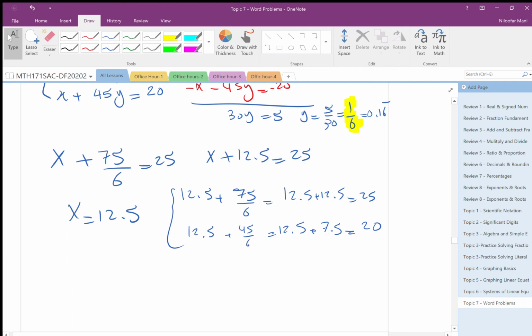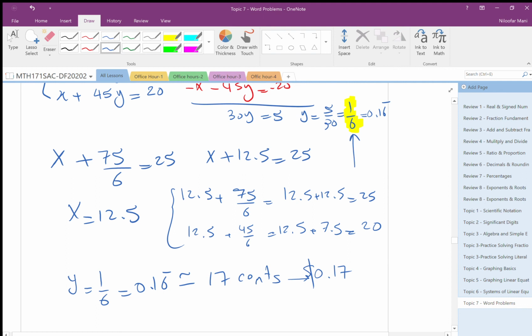So I can explain. But remember, here you just say 1 over 6. But when you want to explain in a sentence, you have to round it. So you can say y is 1 over 6. 1 over 6 is this forever, so you can say it is almost 17 cents, or you can say it is $0.17. The same thing.